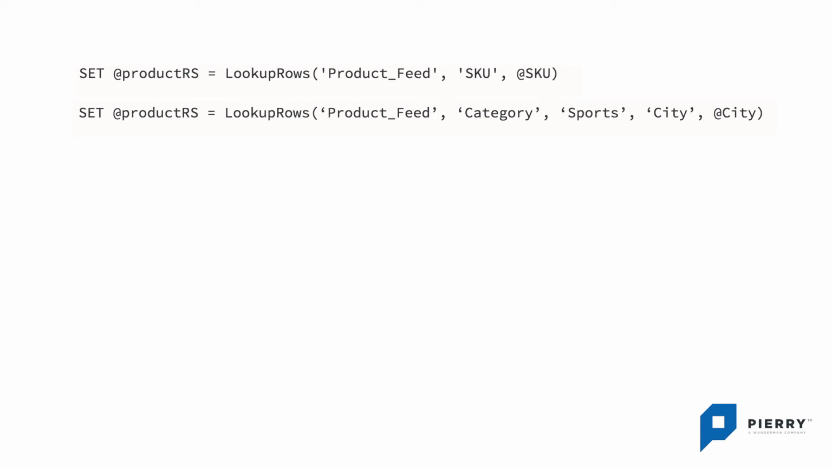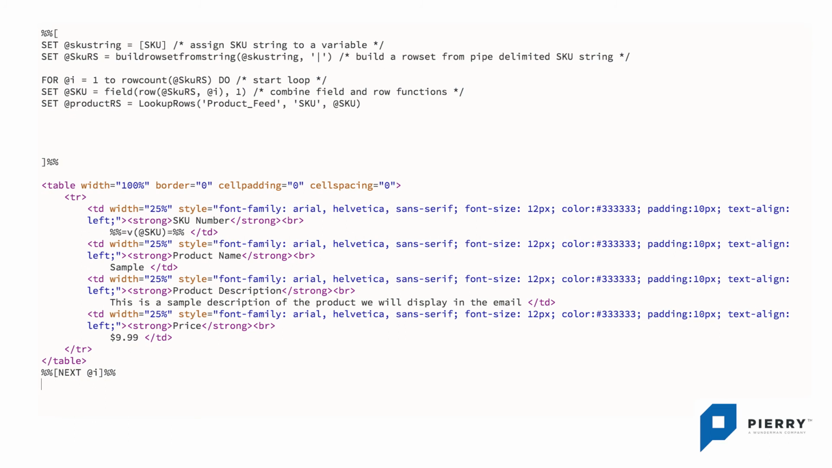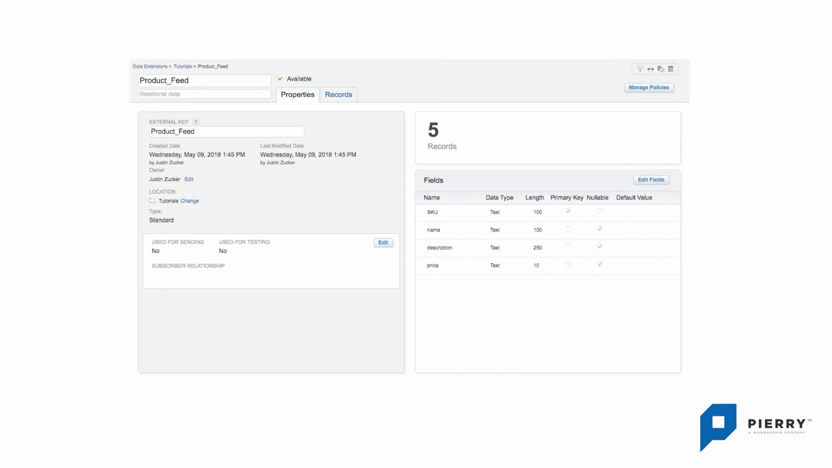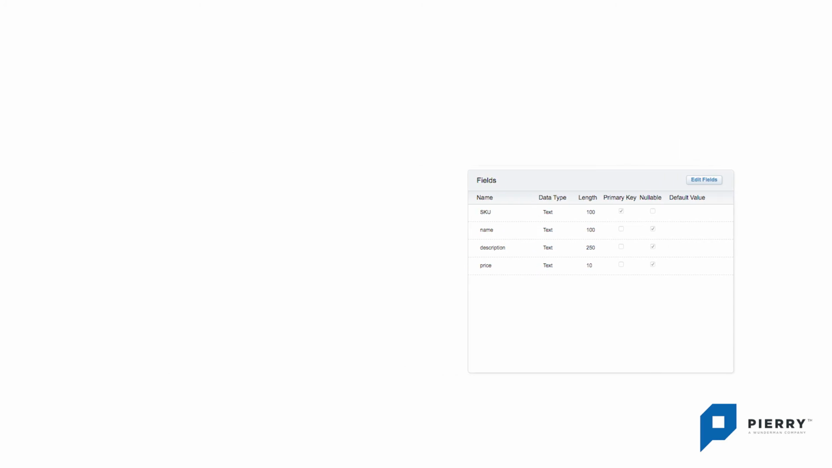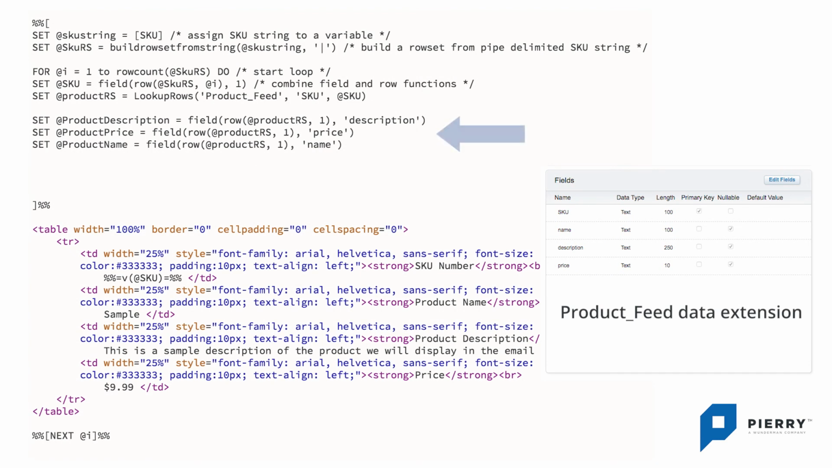Let's get back to the row set we just created, product rs, that now houses our product data for the first SKU. I'm going to construct a series of statements that define all the variables for our data. We'll need to reference the product feed data extension so we know what the field names are. You should recognize these combined statements from earlier, but instead of using the index variable I in the row function, I'm using the number 1, since we know that only one row would get returned. Why? Because we're using the primary key, SKU, to perform the lookup. Therefore, since only one row is returned, I'm telling the system to look at row 1.